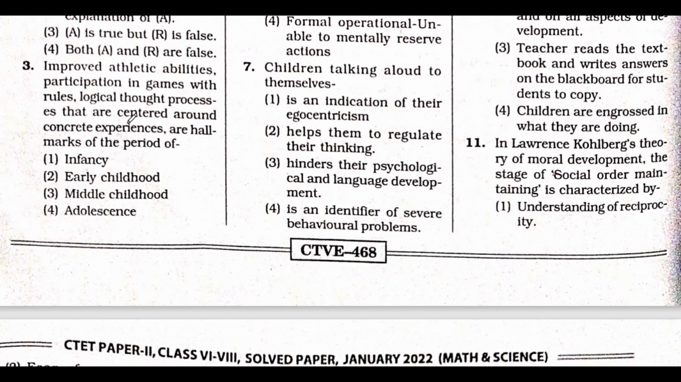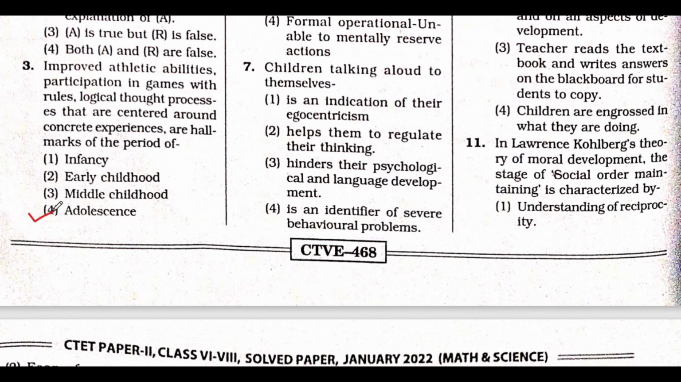So let's come to the next question now. Improved athletic abilities, participation in games with rules, logical thought processes that are centered around concrete experiences are hallmarks of the period of what? Infancy, early childhood, middle childhood, adolescence. So which one do you think will be the correct answer here? So let me tell you the correct answer here. Of course, you know that adolescence, right?